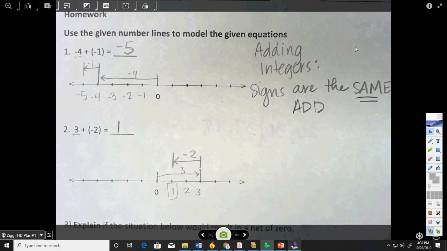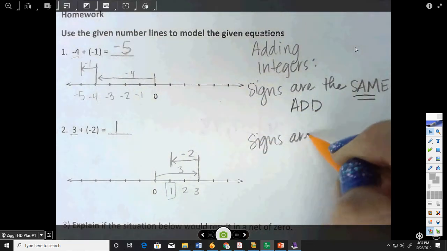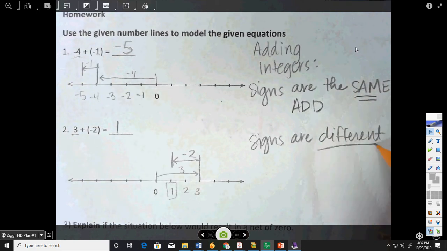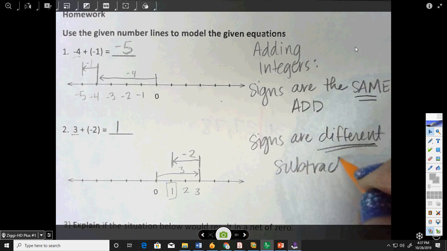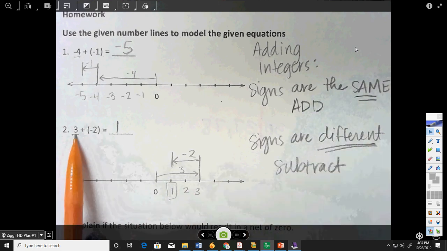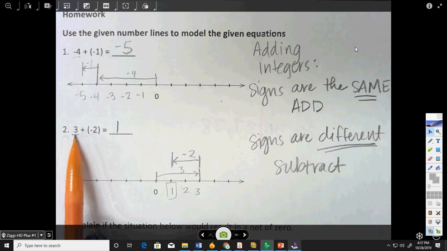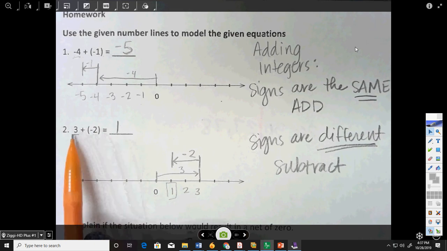Because to add integers where the signs are different, where one is positive and one is negative, you subtract their absolute values. So we would subtract the absolute value of -2, which is 2, from 3. We subtract 2 from 3 and we get 1. Now the 1 is positive because our largest absolute value, which was 3, was bigger.